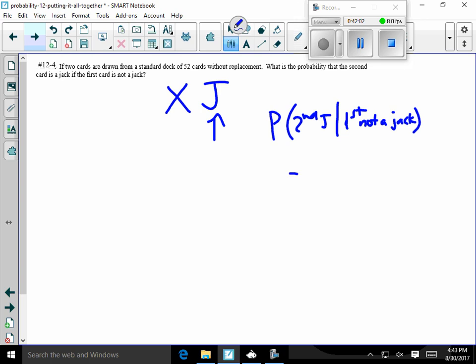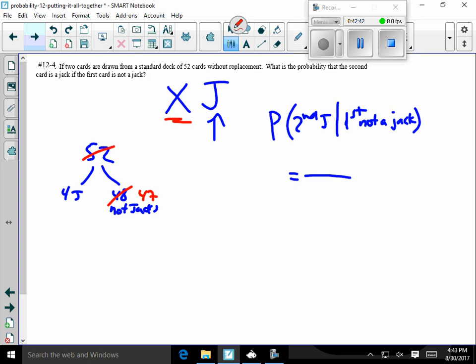Okay, well, let's see. If the first card was not a jack, right? We started out with 52 cards. How many of these are jacks? 4 of those are jacks, because there's a jack of clubs, jack of spades, jack of hearts, jack of diamonds. And that means that there are 48 cards that are not jacks in the deck. So if we draw a card out and it's not a jack, then it means that this has dropped to 47, right?